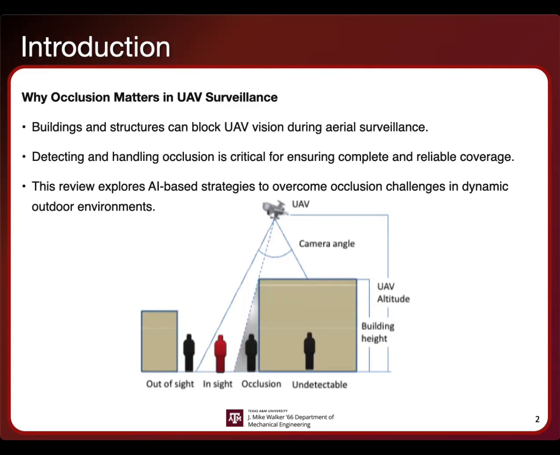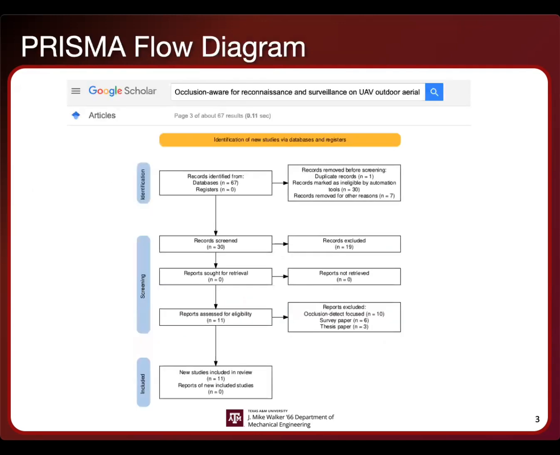In today's presentation, I'll first describe my literature search process and then classify and compare the selected papers. I conducted a structured literature search. Initially, 67 papers from Google Scholar were identified. After removing duplicate, irrelevant papers and filtering out occlusion detection-only studies, 11 papers were selected for review.